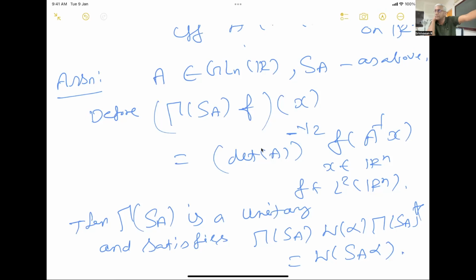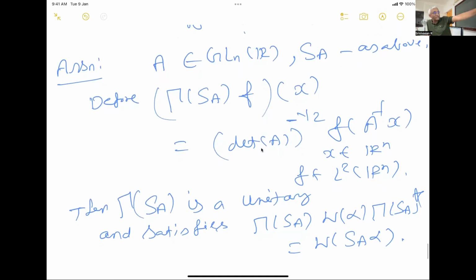You just apply change of variable, and you will get the Jacobian, which will be the determinant. The power minus half is because you want to consider the square. So the Jacobian which you get out is the determinant. Just use the change of variable. It will be clear from change of variable that it's a unitary, right? It's a unitary, that is clear.